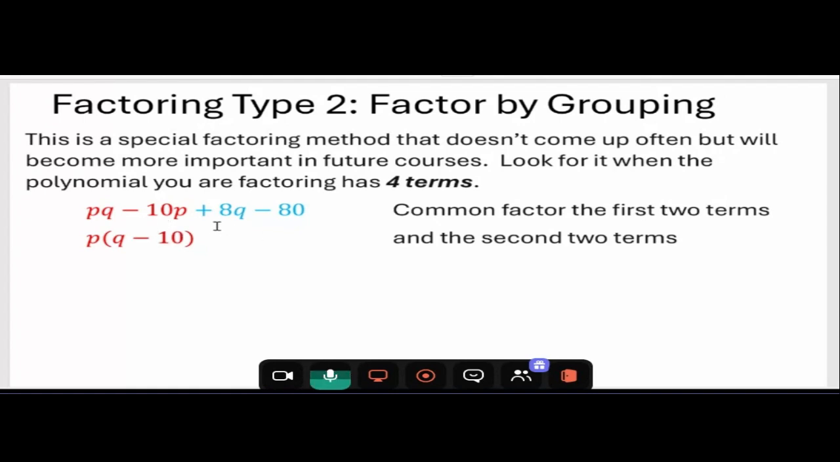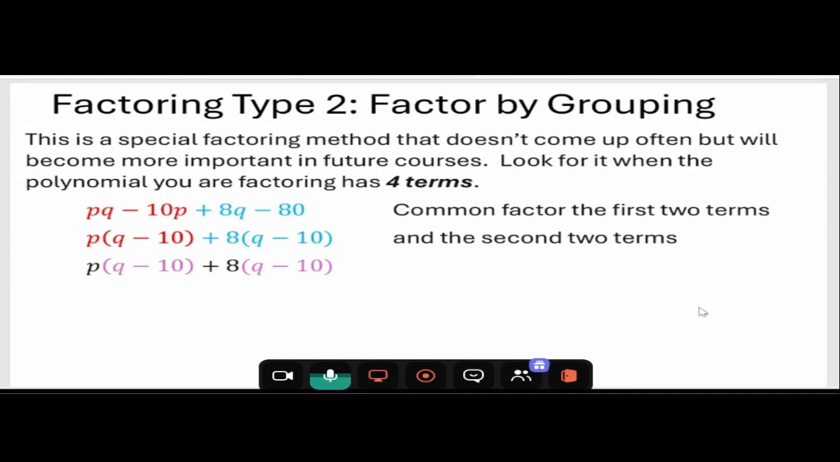What's common to the second 2? Well, they both divide by 8. No Q's over here, but they both divide by 8. So there's an 8 common, so I pull out an 8, and I divide to see what's left behind. 8Q divided by 8 is Q. -80 divided by 8 is -10. Okay, so I've common factored the first 2 and common factored the second 2, which normally would be a terrible idea, but when you have a factoring by grouping question, something magic happens. Look right there. The exact same thing was left behind from both of those factorings.